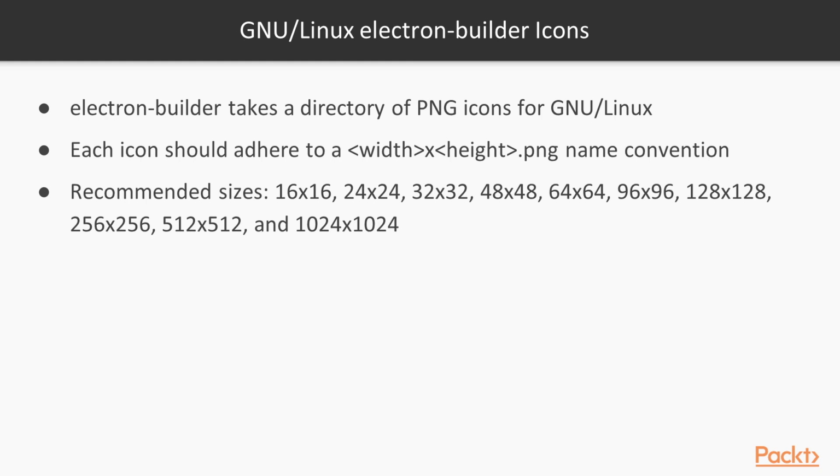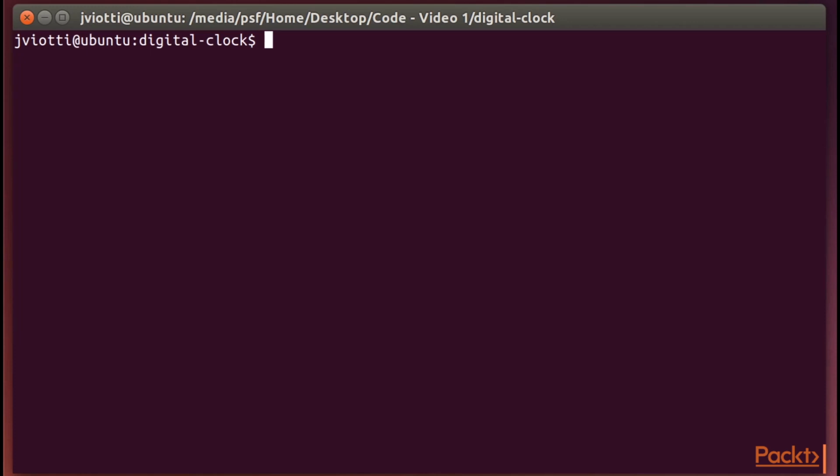Every operating system that we will configure in this course takes a path to an icon, each in different formats. However, the Linux electron-builder configuration is particularly interesting, given that it accepts a directory of icons, where each icon follows a name convention where the file name is the size of the icon, like 64x64. This slide contains all the recommended icon sizes that you should provide to electron-builder.